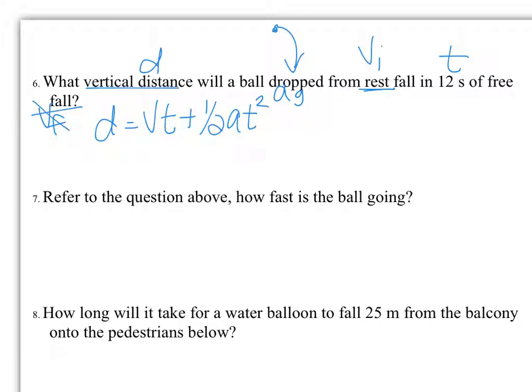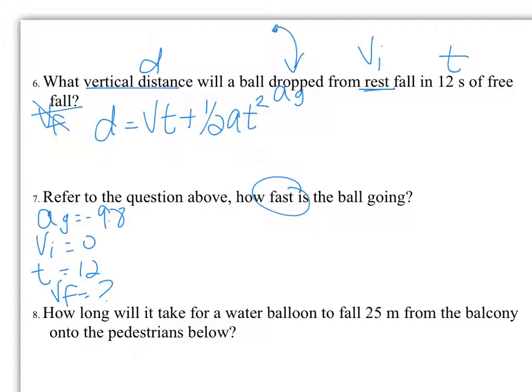For number 7, using most of the same information, so I still know that my acceleration of gravity is negative 9.8. I still know that I am starting from rest, and I still know that my time is 12 seconds. This time they're asking us to find out how fast it's going. So we're solving for the final velocity.